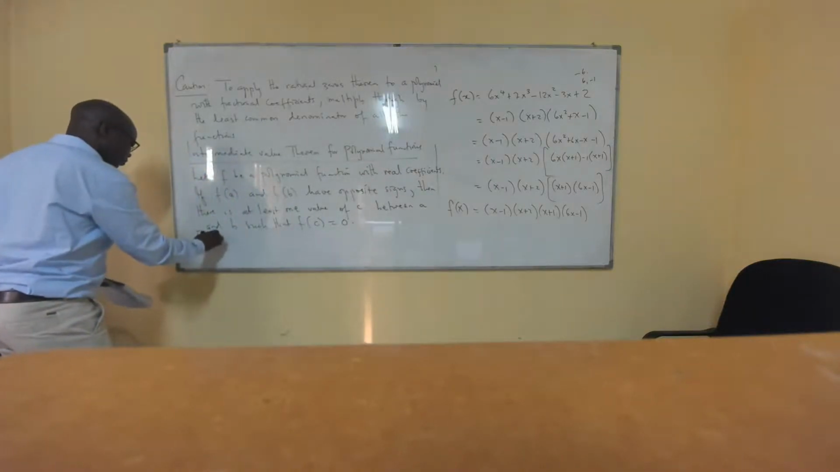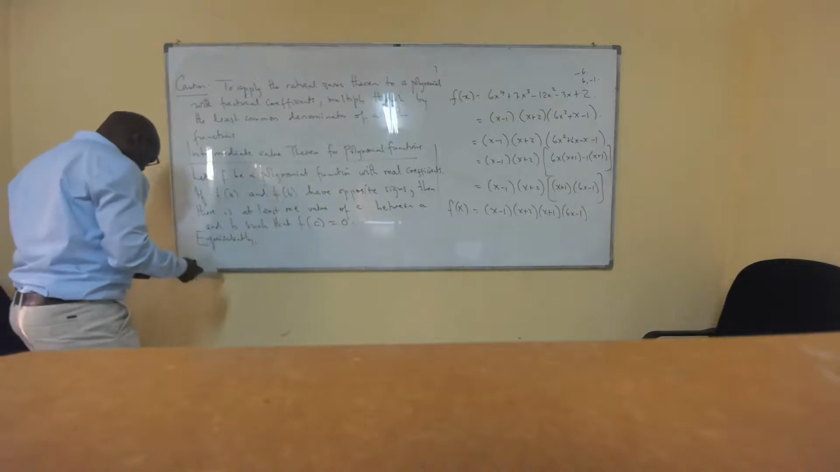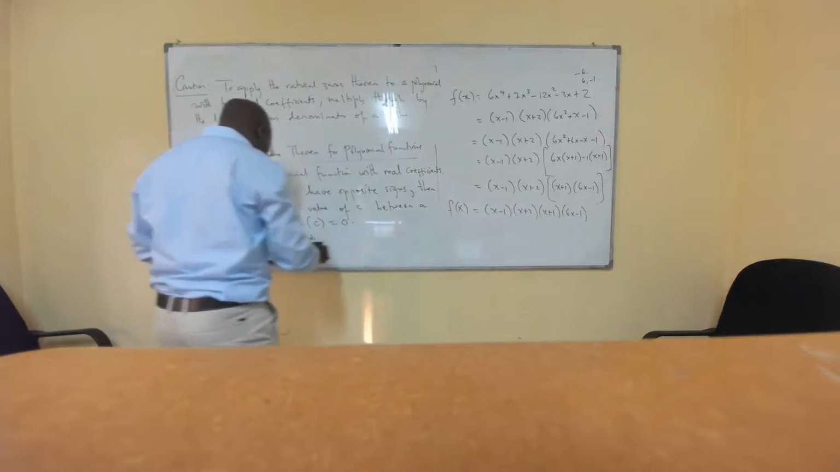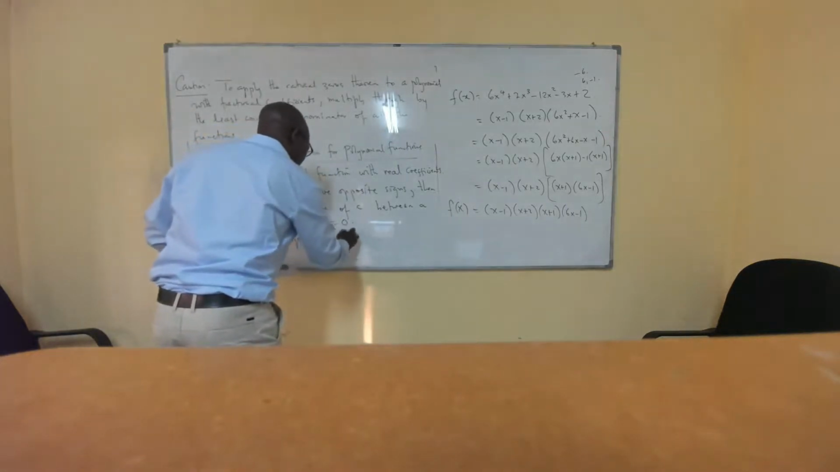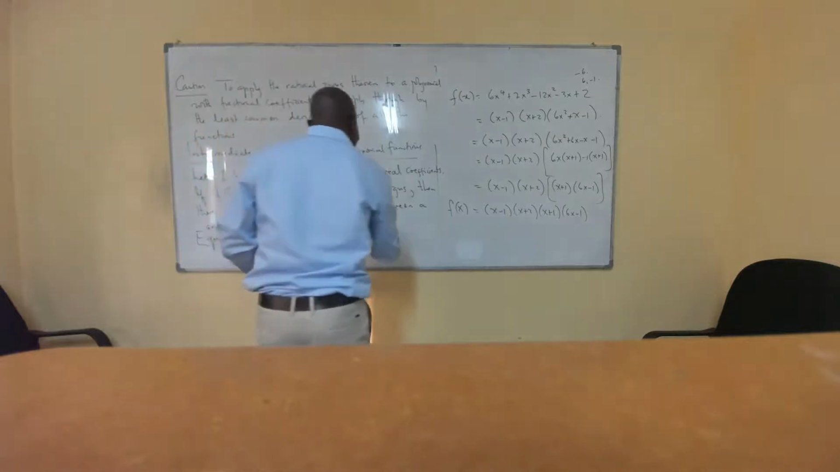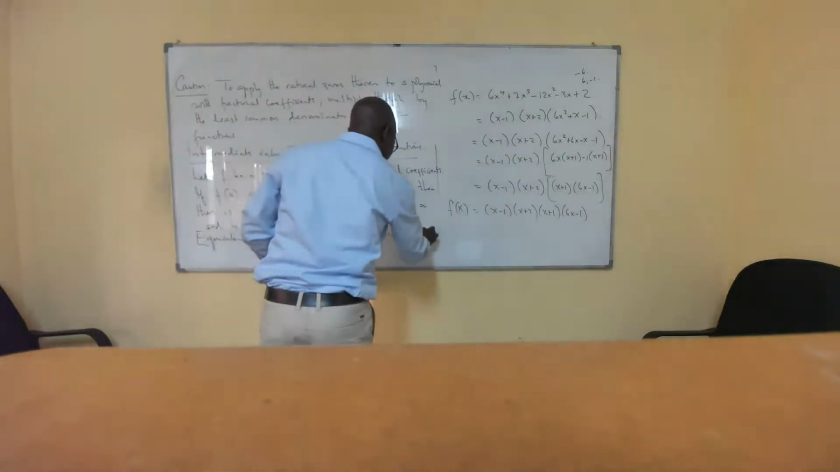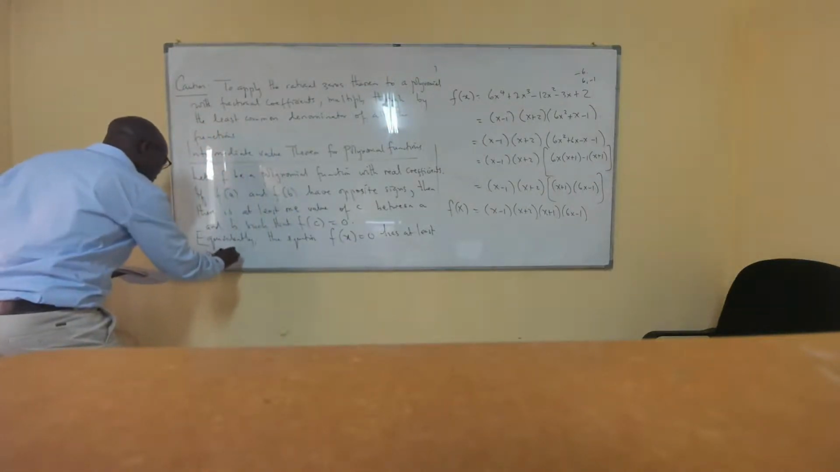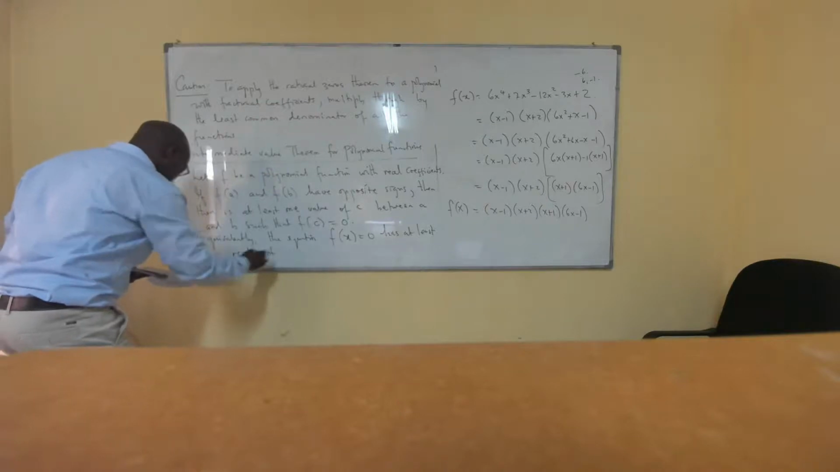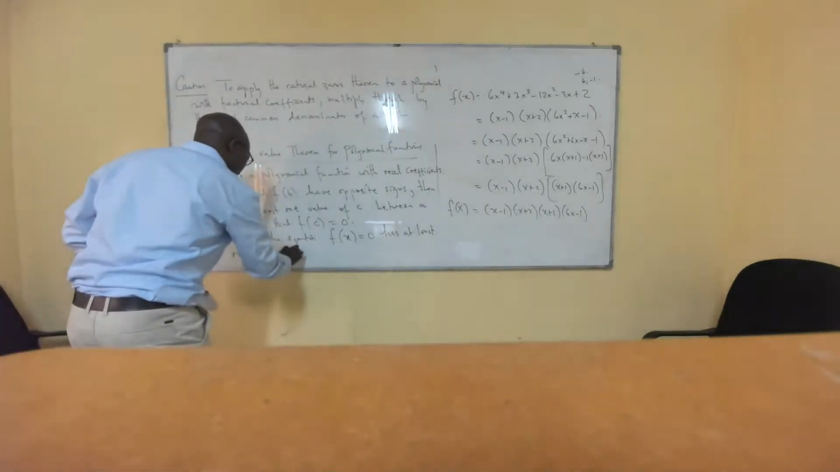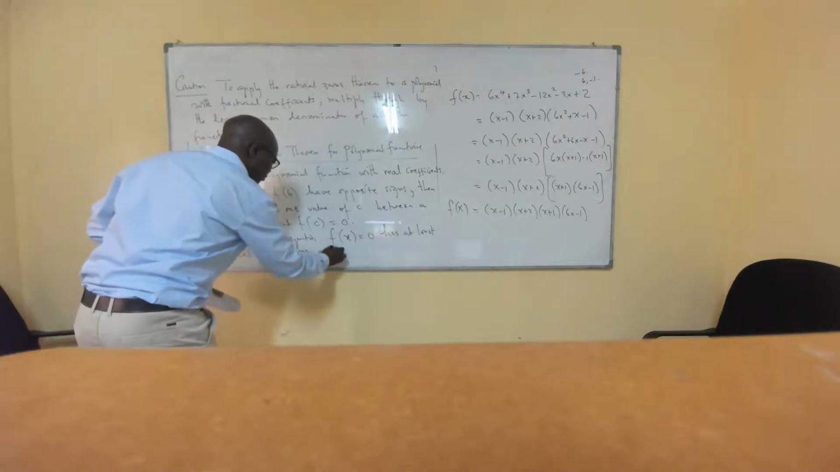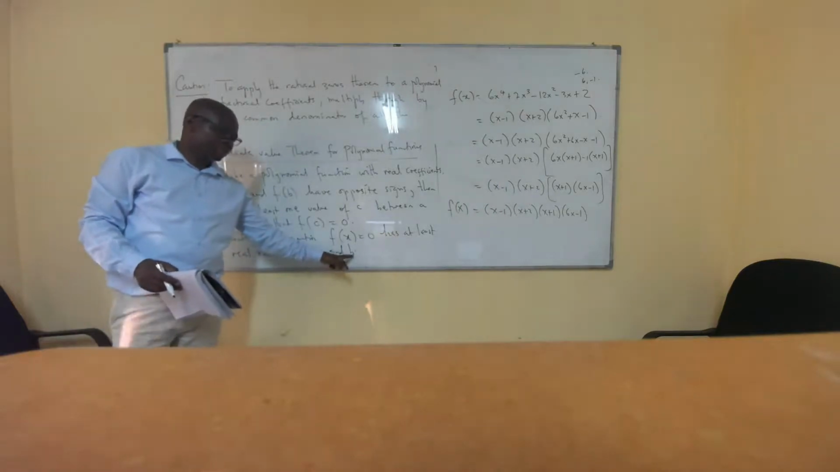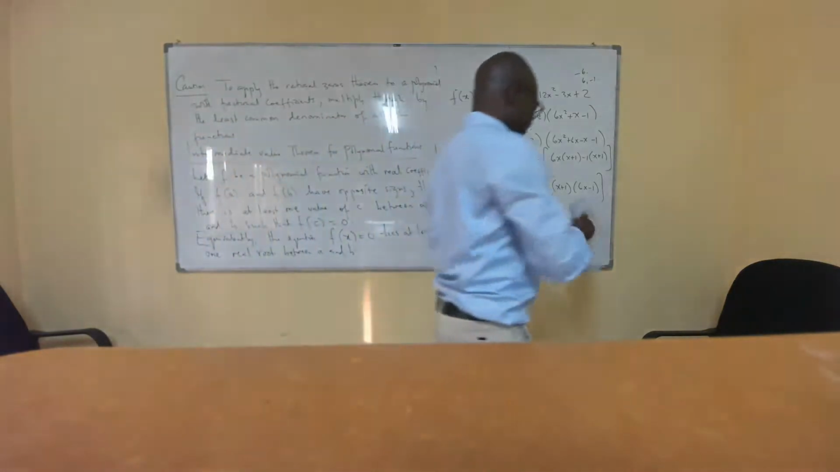Equivalently, the equation f of x equal to 0 has at least one real root between A and B, if the value at A and the value at B are of opposite signs.